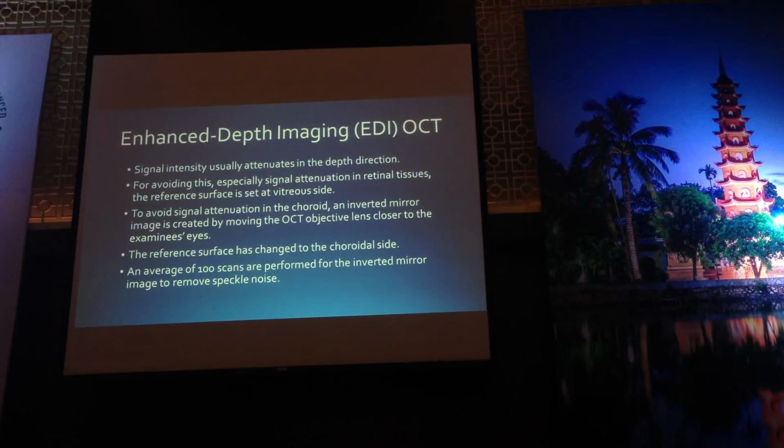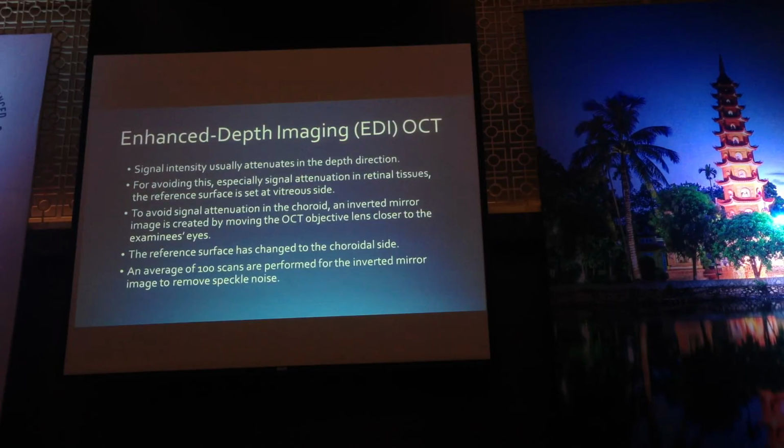However, if you want to visualize the choroid, the signal intensity is going to be attenuated, right? Because you set the reference at the vitreous, you're not going to have the signal intensity very good at the choroid. So how are you going to visualize the choroid without signal intensity loss?